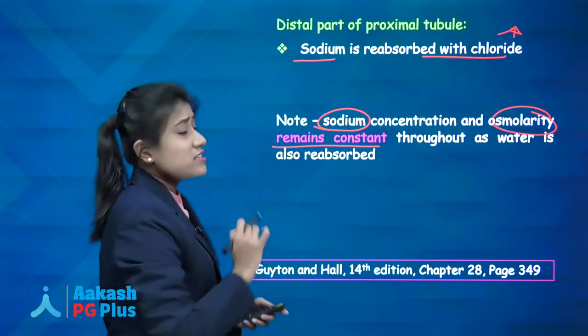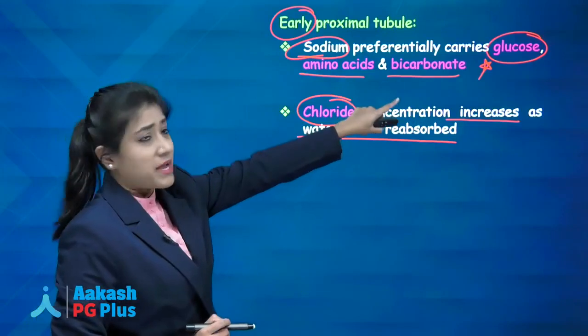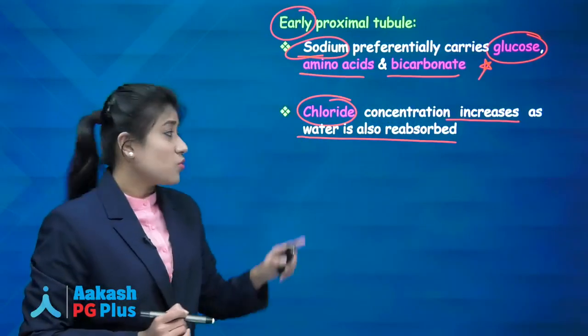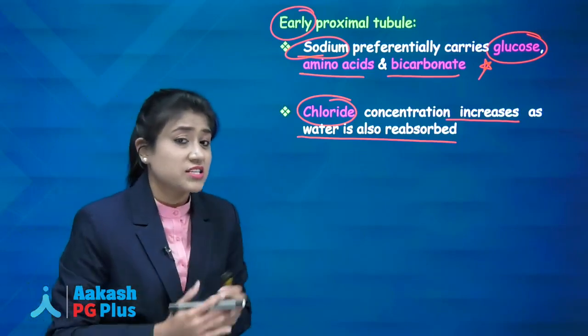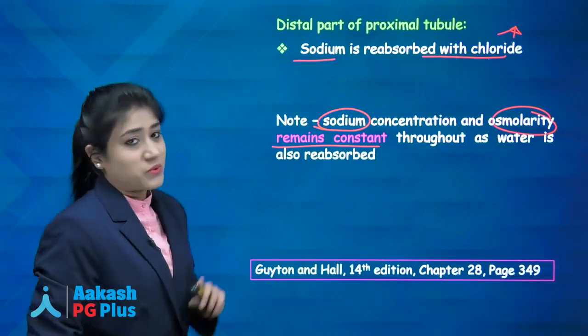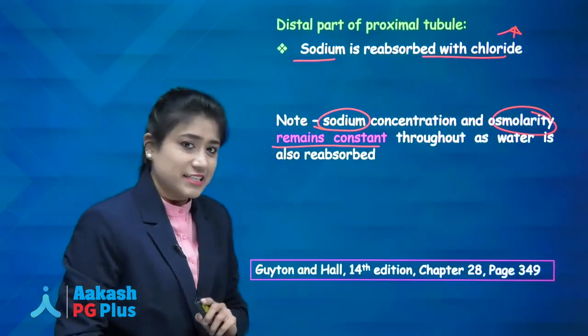Got it? These things you should know, that from the early proximal tubule, glucose, amino acid and bicarbonate get reabsorbed along with the sodium. So, you can say that the chloride concentration in early part of PCT is increasing. Okay? And this chloride gets reabsorbed from the distal part of PCT.